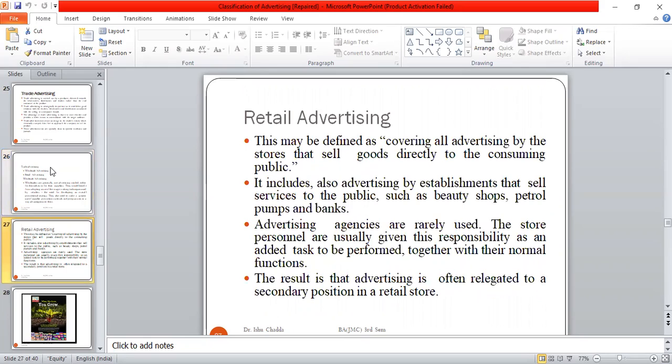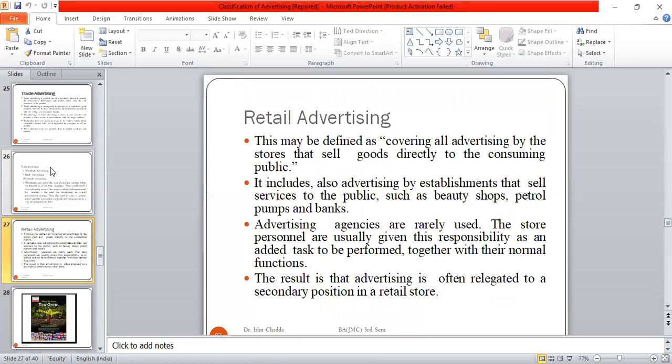Retail advertising. This may be defined as covering all advertising by the stores that sell goods directly to the consuming public. It includes the advertisements by establishments that sell services to the public, such as beauty shops, petrol pumps, and banks. Advertising agencies are rarely used. Store personnel are given this responsibility as an added task together with their normal functions.